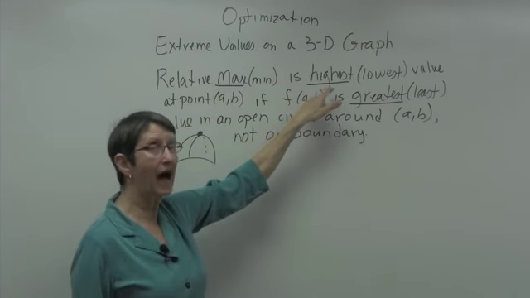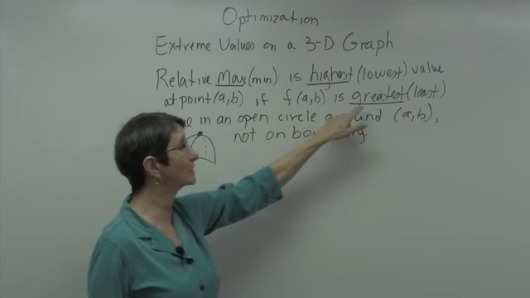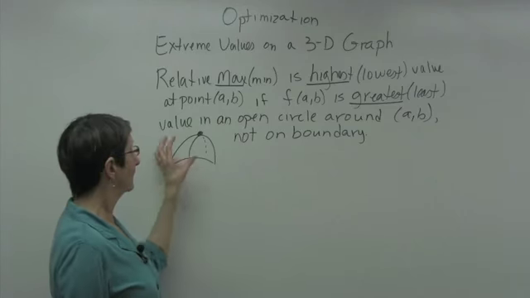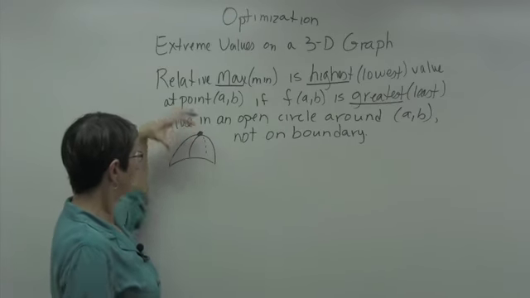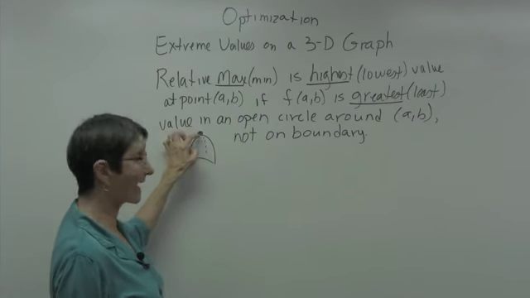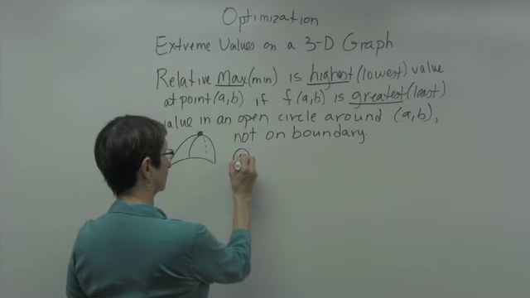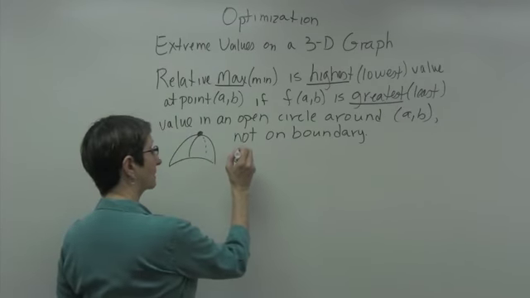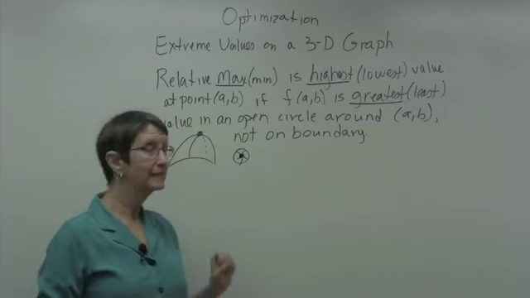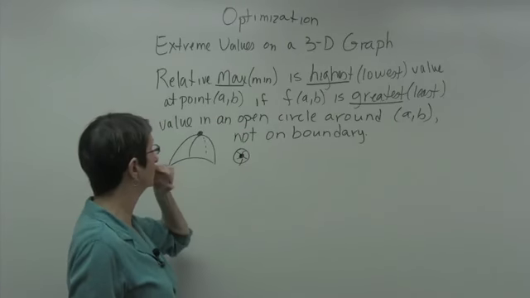Relative max is the highest value at a point if the function value, f of a, b, is the greatest value in an open circle around the point. My little picture here, three-dimensional, this would be a relative maximum because it is the highest value, and if you were to look down on it, that would be your point in the middle, and then you've got all the little areas that make it 3D that go down from there. So this is a relative maximum, and you can see the open circle around it.